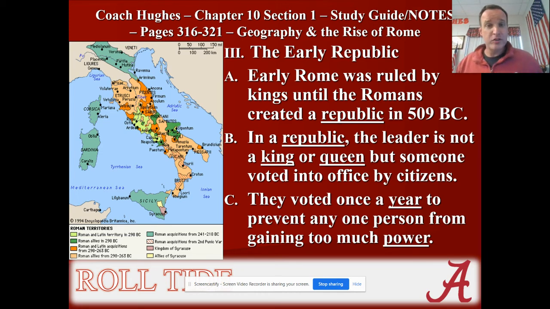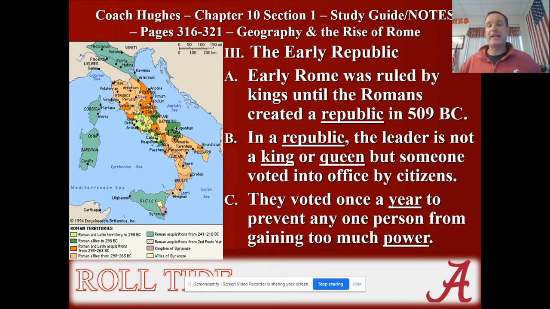I pledge allegiance to the flag of the United States of America and to the republic for which it stands. So the United States, a lot of people get confused, is really a republic. And if you want to get nitty gritty, a constitutional republic at that. So don't lump us in as just a democracy. In a republic, the leader is not a king or queen, but someone voted into office by citizens. If you want to think of the United States here, think of the president and the presidential elections where people vote that person into office. They're voted in so that no one person gains too much power.